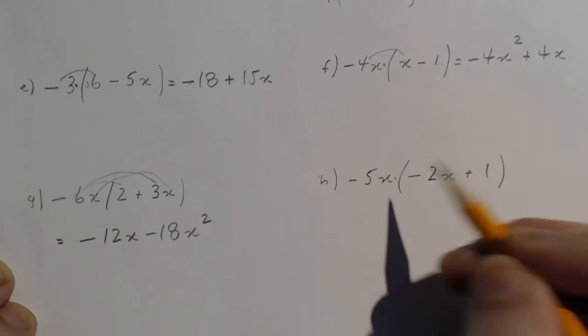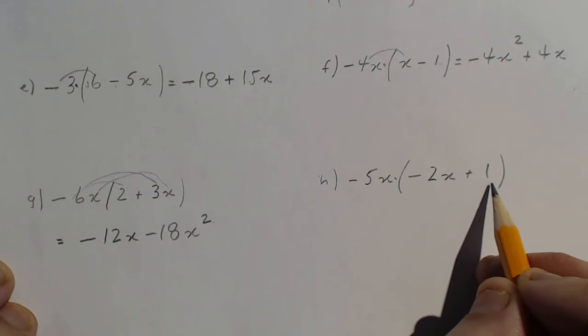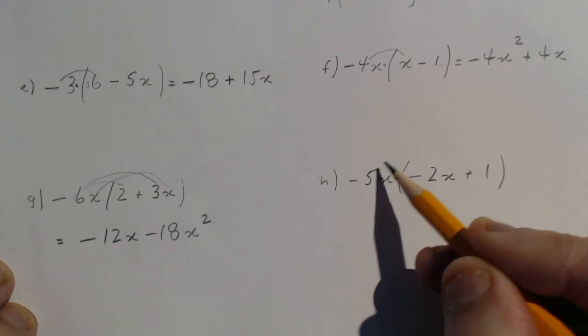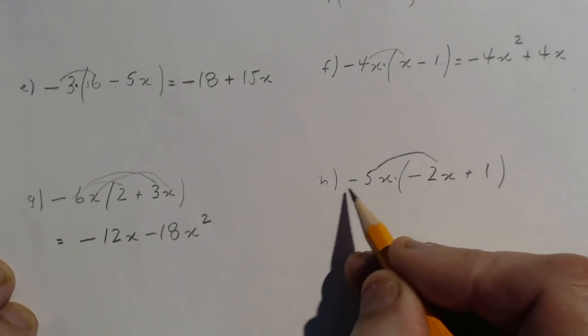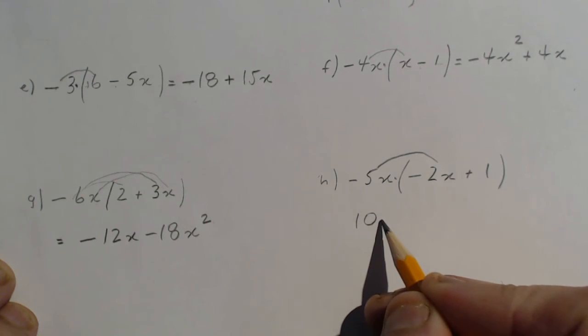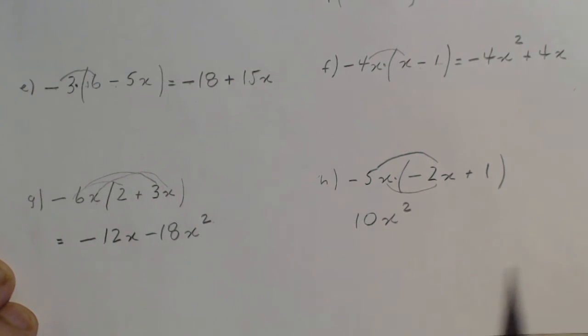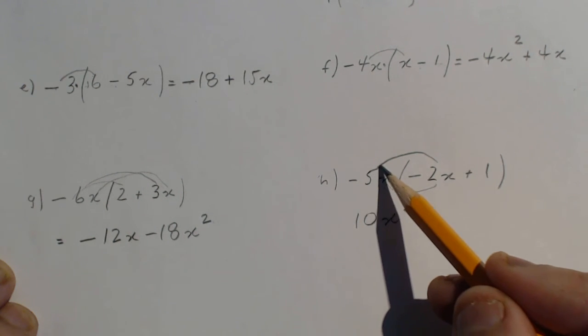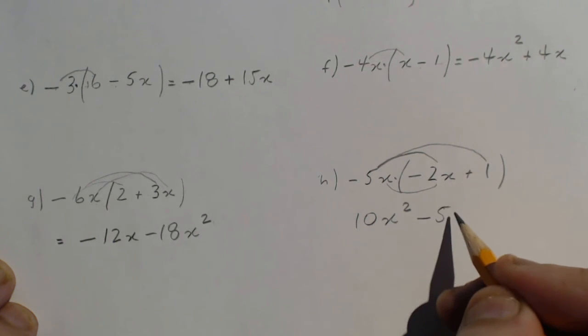Number H, I've got minus 5x outside of minus 2x plus 1. So I've got minus 5x times minus 2x. Negative times a negative gives a positive, so 5 times 2 we get 10. x times x, x squared. Now I go minus 5x times 1 will just give minus 5x.